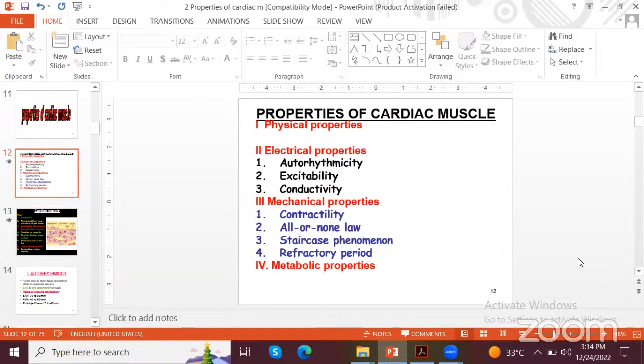The electrical properties are autorhythmicity, excitability, and conductivity. The mechanical properties are contractility, all or none law, staircase phenomena, and the refractory period. And there are metabolic properties.